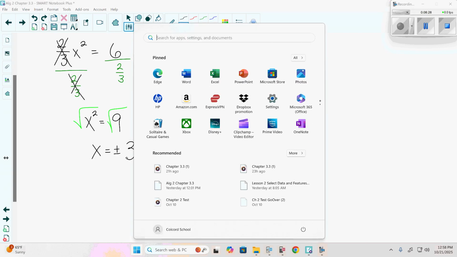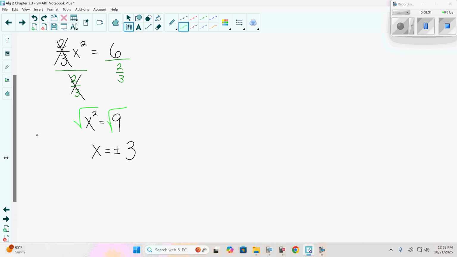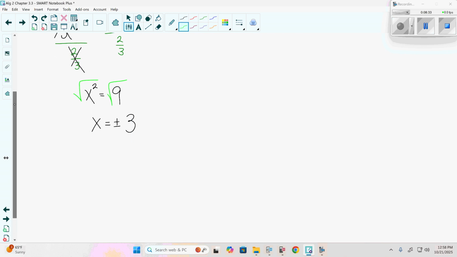Now that takes care of steps 1 and 2. Step 3 is we need to solve for the variable, solve for x. Well, x is indeed already by itself, so x is equal to plus or minus 3. And that's it. Questions on this here? Questions on anything we've done so far?